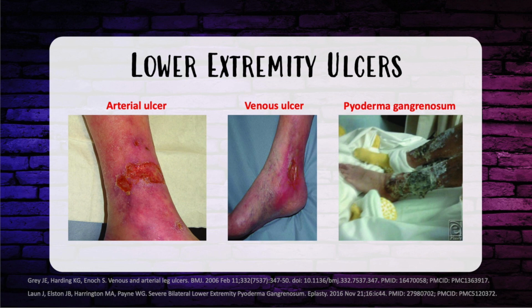Another sort of ulcer tested in this section is pyoderma gangrenosum. This is an ulcerative cutaneous condition of unknown etiology, but it's usually associated with other systemic diseases like inflammatory bowel disease or other immunologic diseases. The first-line therapy for pyoderma is prednisone or steroids.